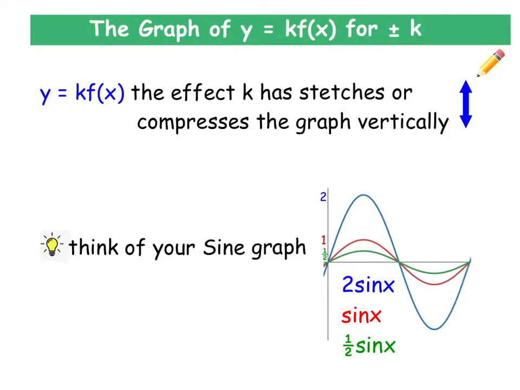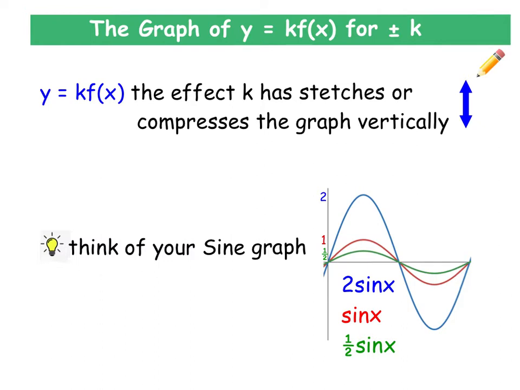So the first one is when you have a number in front of f of x, and it could be positive or negative. The effect that number has is it stretches or compresses the graph vertically. And the best way for me to illustrate this is think of your sine graph. Now your original sine graph is the one in red here, and it goes from 1 to -1. You know from previous experience, the minute we stick a number in front of that, for example a 2, a 3 or a 4, it stretches that graph vertically and it gets taller, doesn't it? So your turning points move up or move down.